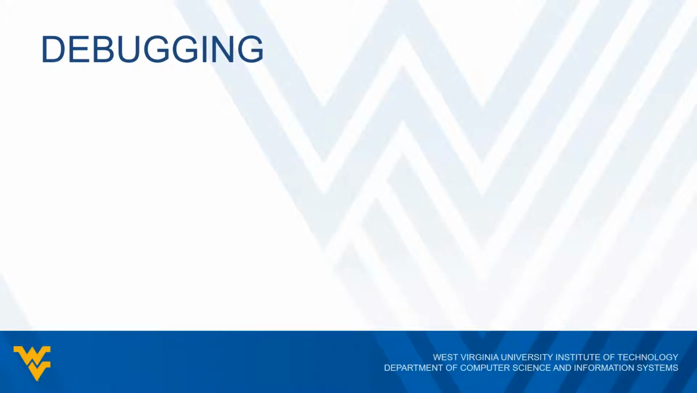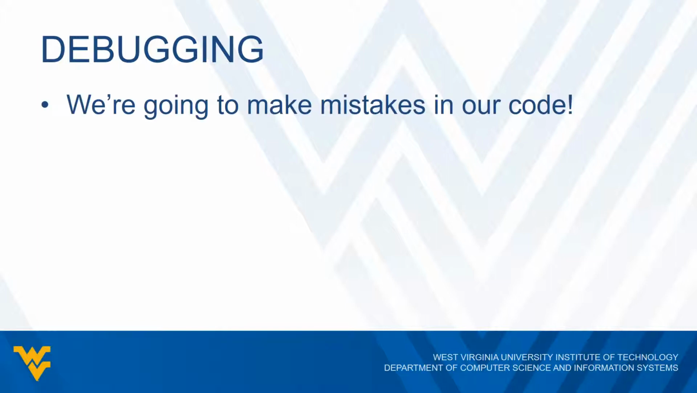Okay, so before we start, I'm going to tell you something you're not going to like. We're going to make mistakes in our code. I'm sorry, you may think that you're the best programmer in the world. You're not. You're going to write code, you're going to screw up, you're going to get errors. Guess what? I do it too. I've been doing it for years, and I still make mistakes in our code. It's just going to happen.